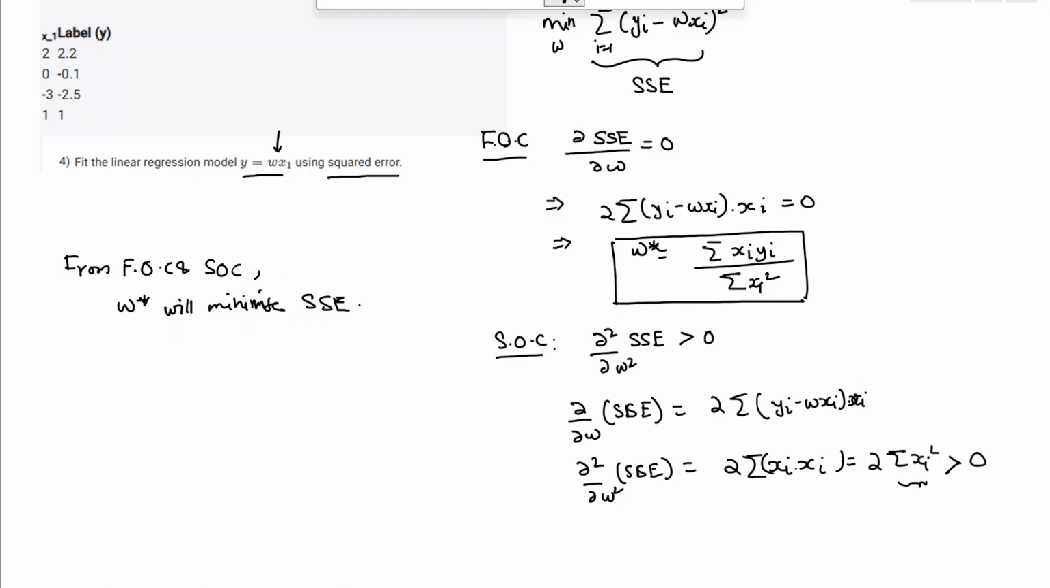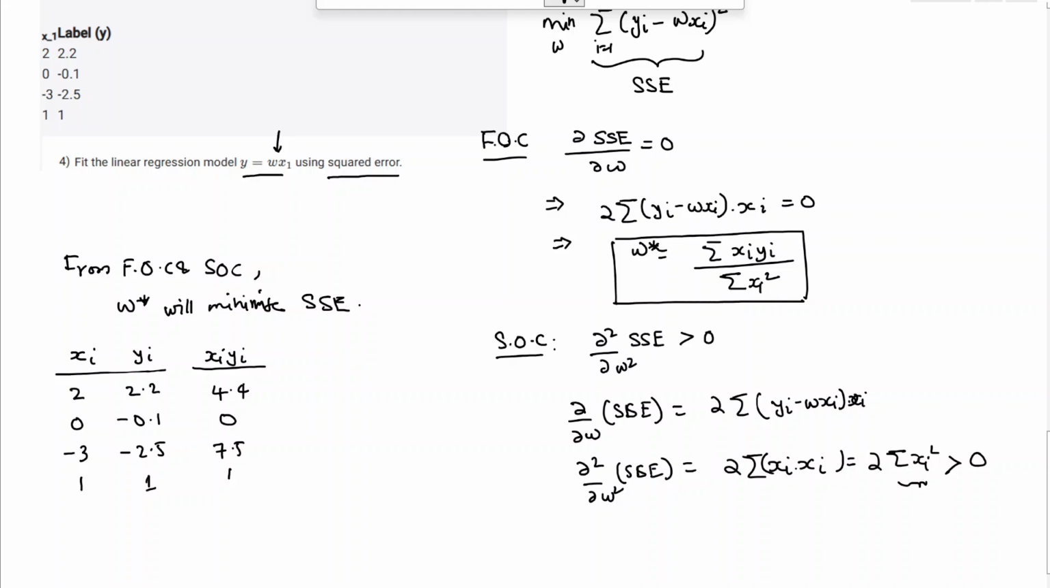Okay, now let's compute w star. We are given the values of xi, and we are given the corresponding values of yi to be 2.2, minus 0.1, minus 2.5, and 1. So what will xi yi be? This will be 4.4, 0, 7.5, and 1. And what will be xi square? 4, 0, 9, and 1.